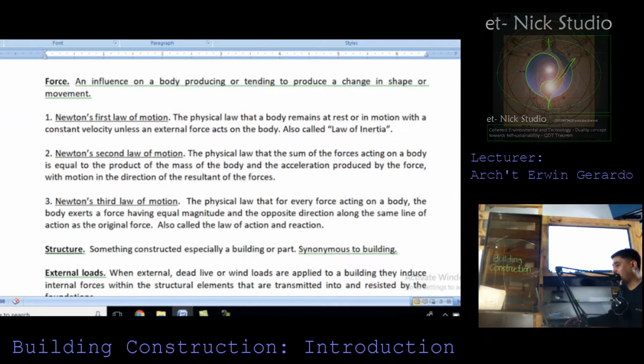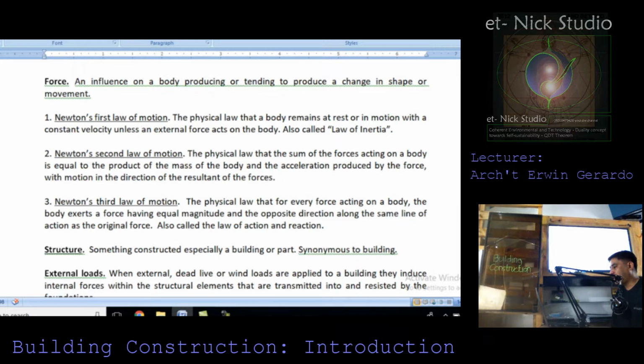Force is an influence on a body producing or tending to produce change in shape or movement. Number one is Newton's first law of motion. The physical law that a body remains at rest or in motion with a constant velocity unless an external force acts on the body, also called the law of inertia.